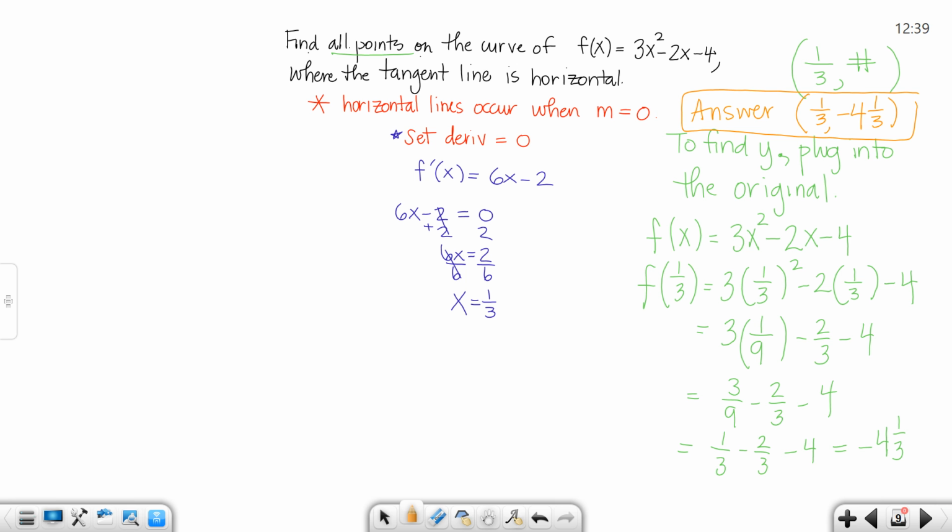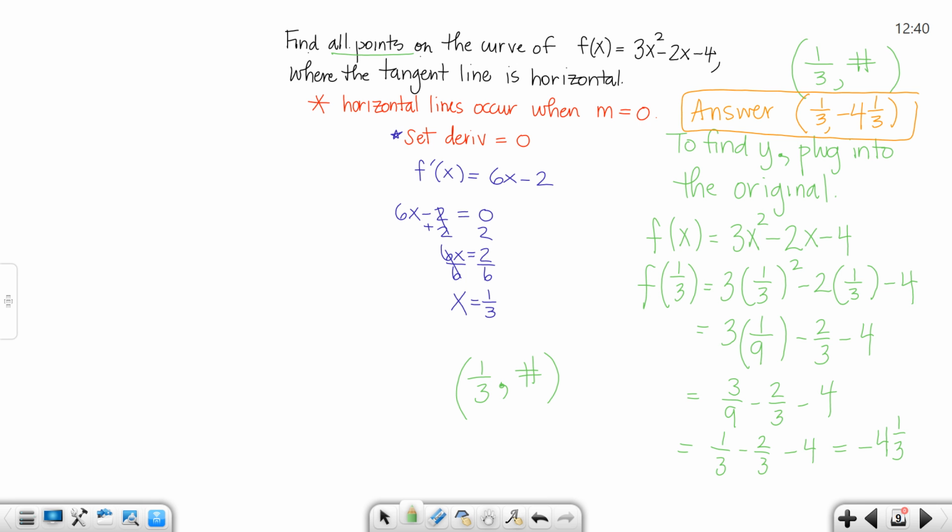So the way that points work, of course, is that you have the 1/3 as your x value, and then you need a y value. To find your y value, you plug into the original. So my original function was 3x squared minus 2x minus 4. You can see I plugged the 1/3 in there and I solved it out. Once I solved it out and did all the math, I got an answer of negative 4 1/3, and that was my y value for that one.